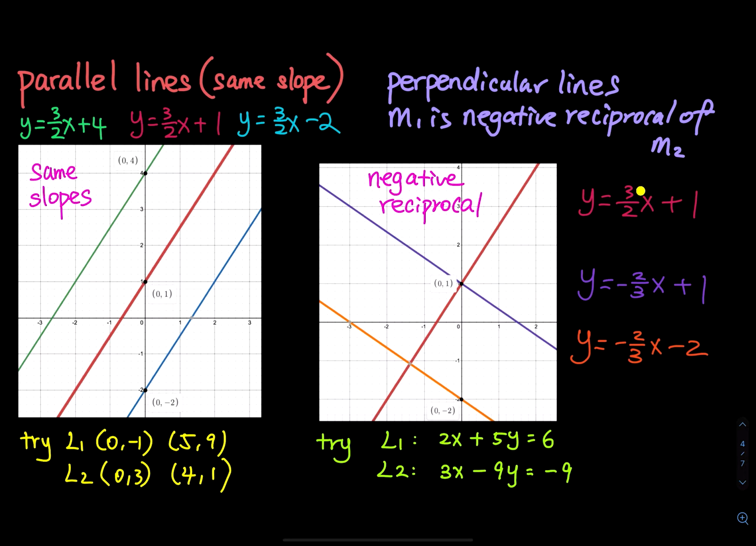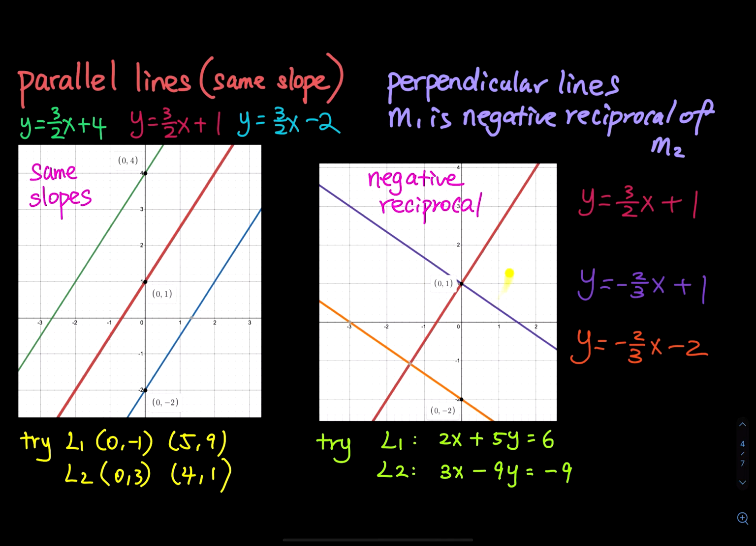What is a negative reciprocal? Reciprocal means you swap the numerator and denominator, from 3 over 2 to 2 over 3. And then negative means you multiply the slope by negative 1, so from negative 2 over 3 back to 3 over 2. You multiply by negative 1 to get back to positive, and then you swap the numerator and denominator. So I swap the numerator and denominator, and I get a purple line.